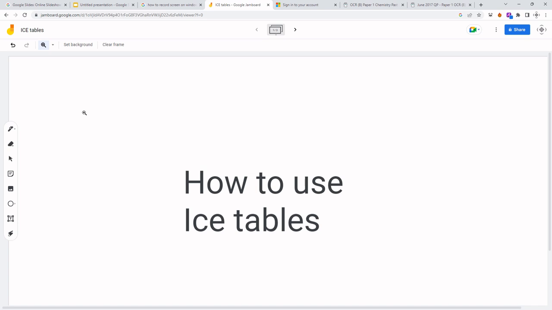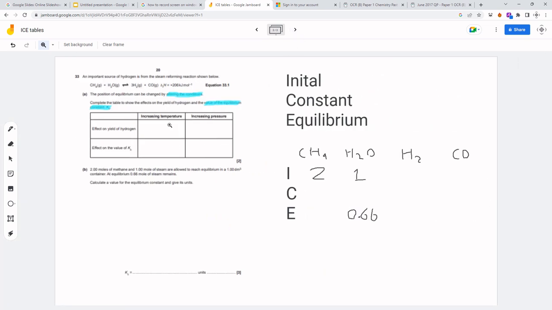How to use ICE tables. I've had a few people ask me this over the last few days, so I'm just going to make a quick video to direct people to if they need help with it. So here we have a question, which I've seen a few times in the last couple of days, let me tell you.